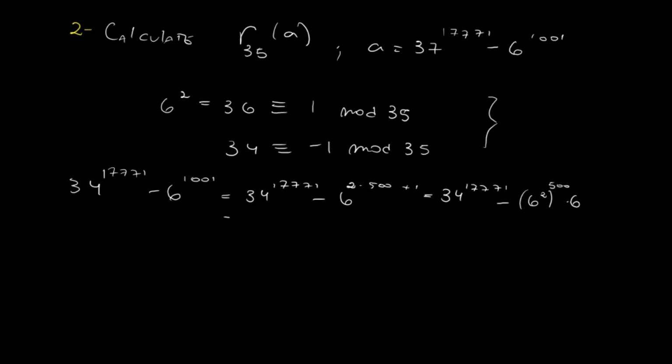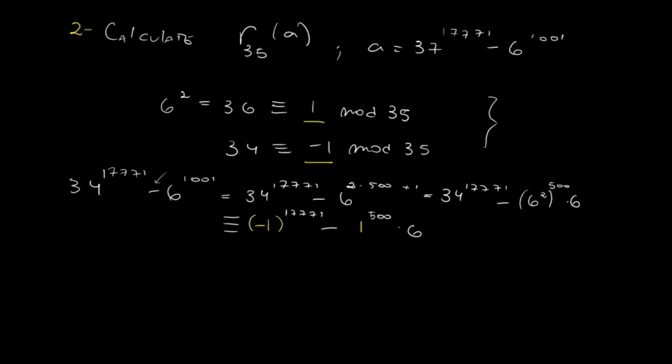I will note that my number is congruent to 34 is congruent to minus 1, so I will have minus 1 to the power I have, my 34, minus this minus we have from the operation, 6 squared is congruent to 1 to the power I have times 6.